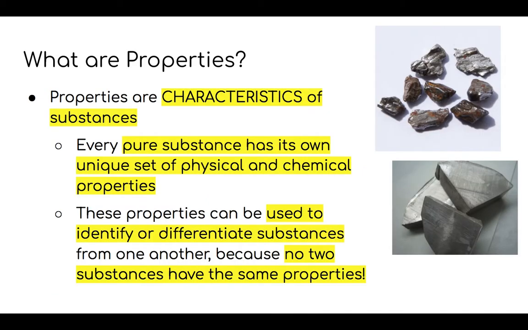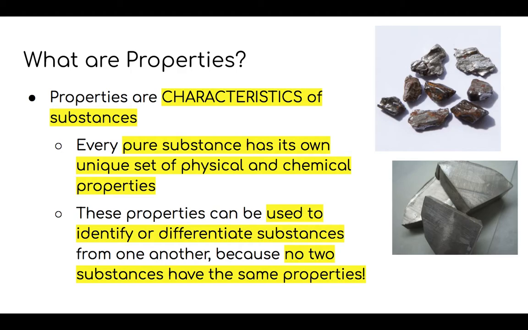The way that we can differentiate substances is by using their properties. So today we're going to talk about what properties of matter are. So properties, just a fancier science word for characteristics. So when we talk about a substance's properties, we are talking about characteristics of that substance.